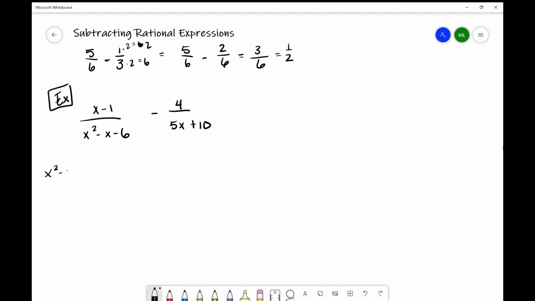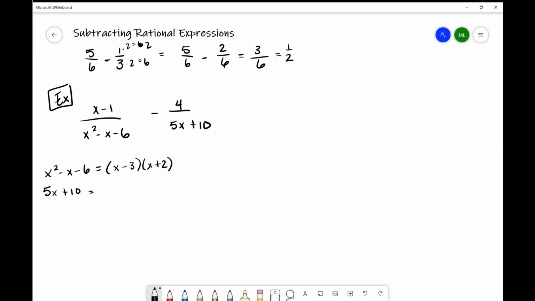So x squared minus x minus 6: we need two numbers that multiply to get -6, and when we add them we get -1. So this goes back to factoring, x minus 3 and x plus 2. And you can FOIL it out and check it for yourself. Now 5x plus 10, I'm going to factor this down because, again, I want to see my factors.